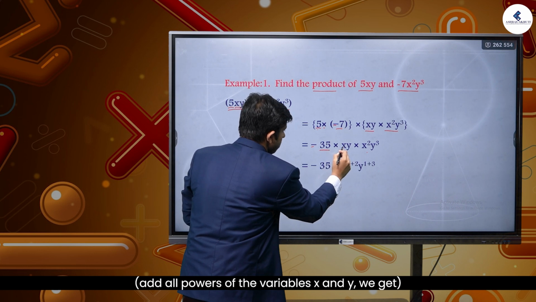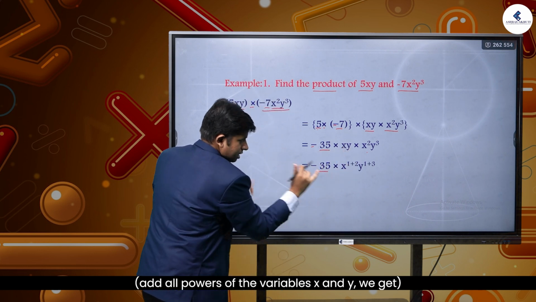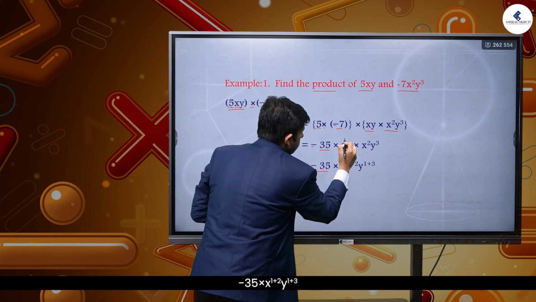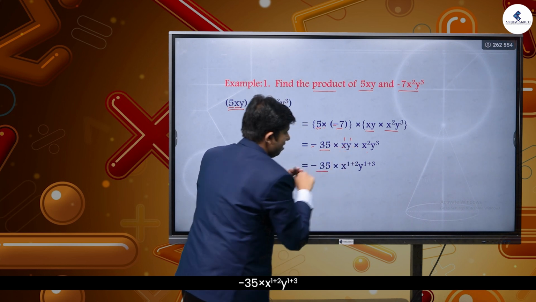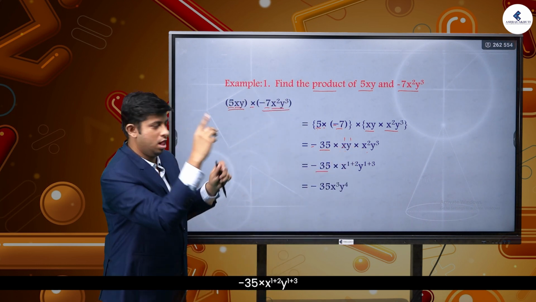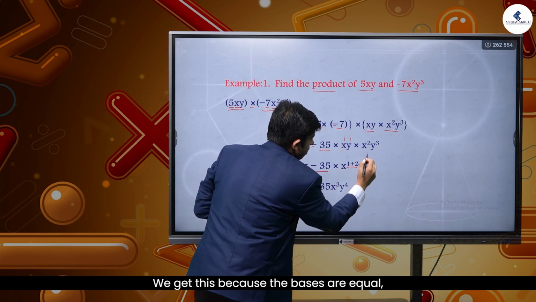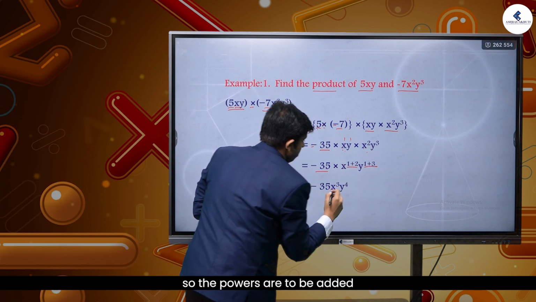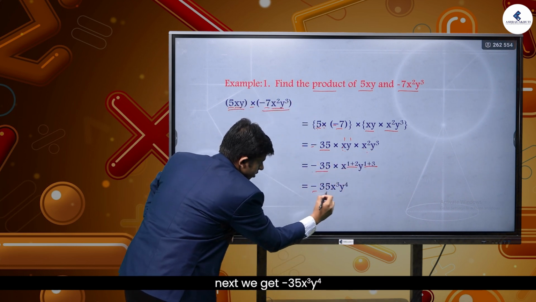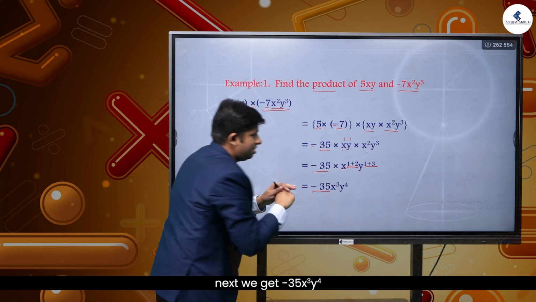Add all powers of the variables x and y, we get minus 35 into x to the power of 1 plus 2 into y to the power of 1 plus 3. We get this because the bases are equal, so the powers are to be added. Next, we get minus 35 x cubed y to the power of 4.